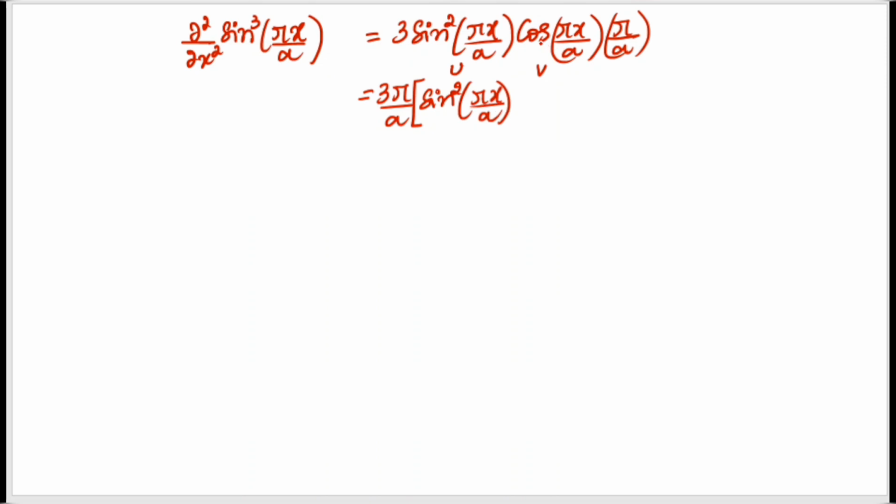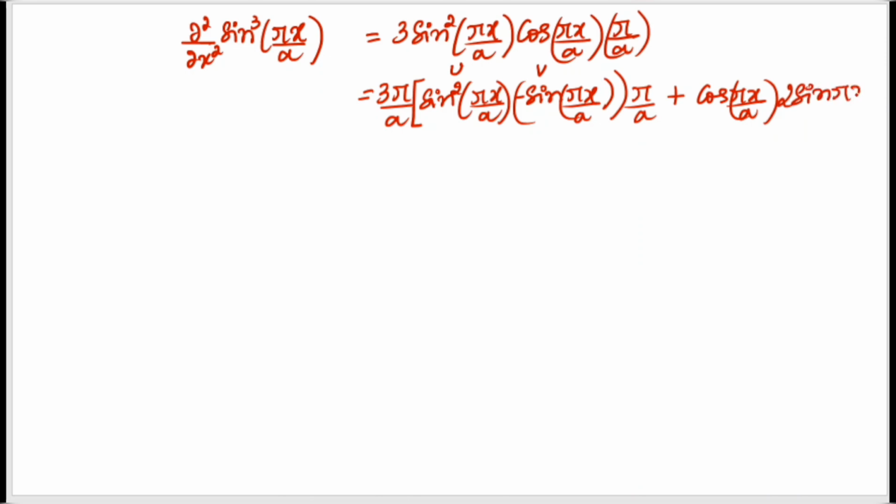So sine square pi x by a I am keeping as it is for the first time, and differentiation of cos of pi x divided by a will be minus sine of pi x divided by a into differentiation of pi x by a, which is pi by a. Plus this time I'm keeping the cos as it is, pi x divided by a, and the differentiation of sine square pi x by a is 2 times sine of pi x by a into differentiation of sine, which will be cos pi x divided by a into differentiation of cos pi x by a.